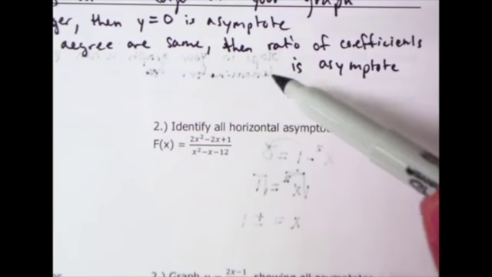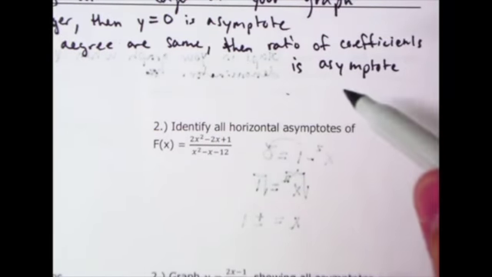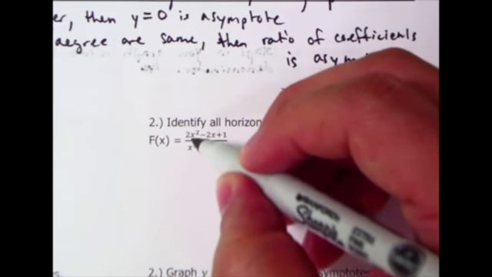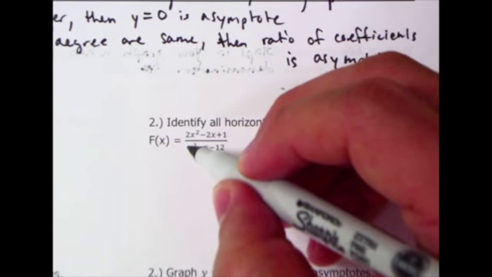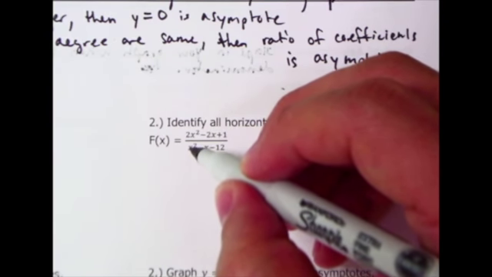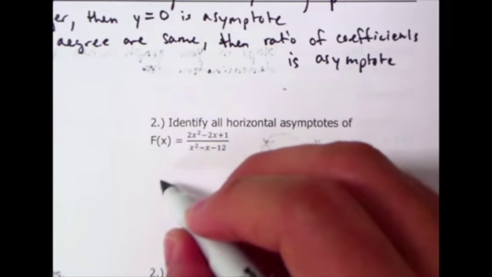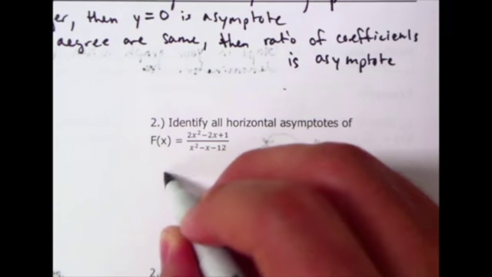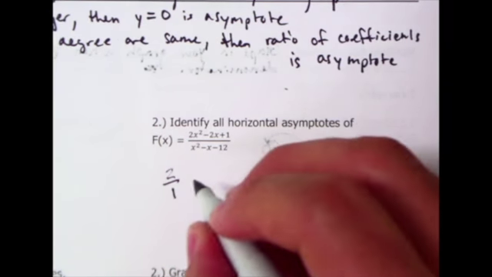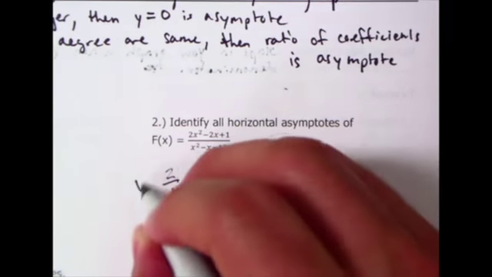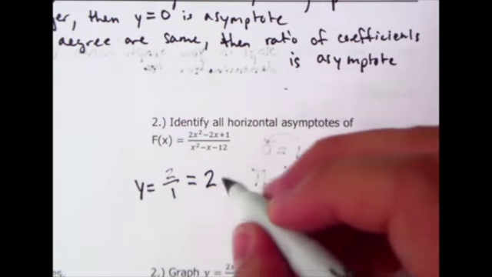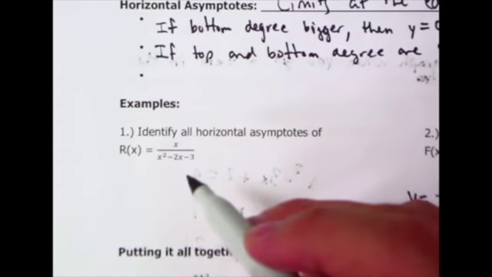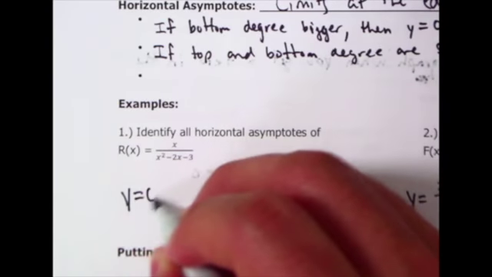If they are the same, then the ratio of coefficients is the asymptote. So here we look at the coefficients of those degrees. The top is a 2, the bottom is a 1. So it's 2 over 1. So in this case, because they're the same, the asymptote is 2 over 1, or 2. Y equals 2. Whereas in this one, the bottom is bigger, so this is automatically y equals 0.